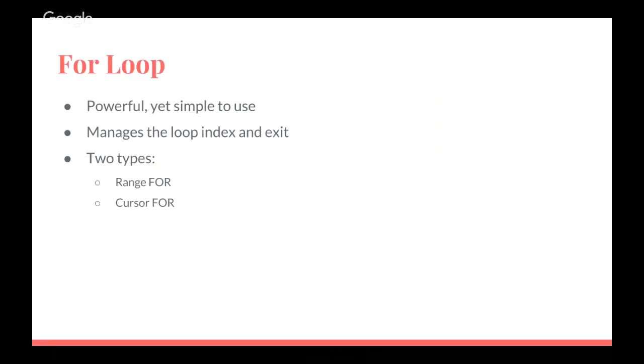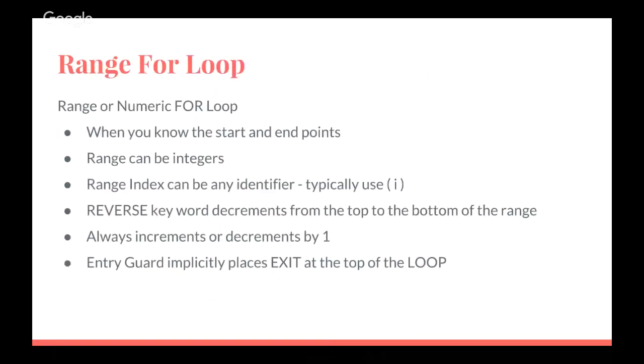For loops are powerful yet simple to use. They manage the index and exit as part of the statement definition. There are two types of for loops: the range or numeric for loop and the cursor for loop. The range for loop is used when you know the starting and ending points for the loop. The range itself can be integers. The range index can be any identifier.